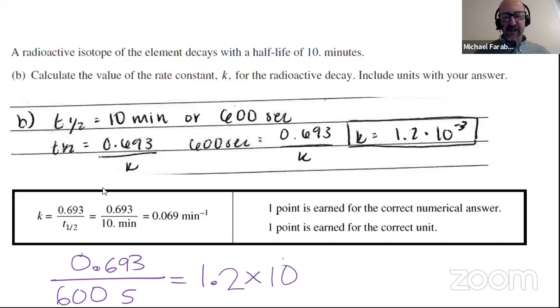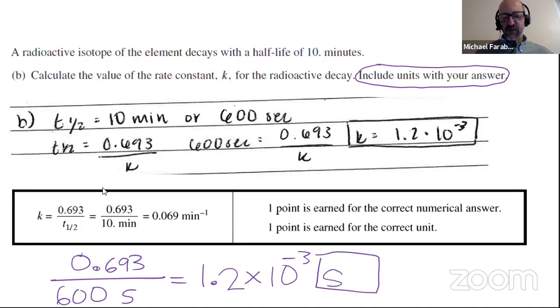But as you can see, if you read carefully, include units with your answer is specifically stated in the stem of the question, and they have left off their units. So it should be either inverse seconds or inverse minutes, depending on which unit of time you plugged in to that first order half-life equation. So they would have gotten credit for the numerical answer, but they would have lost the point for the unit.